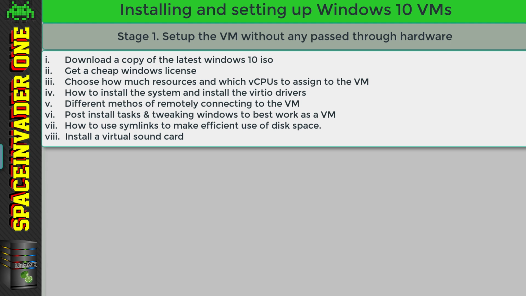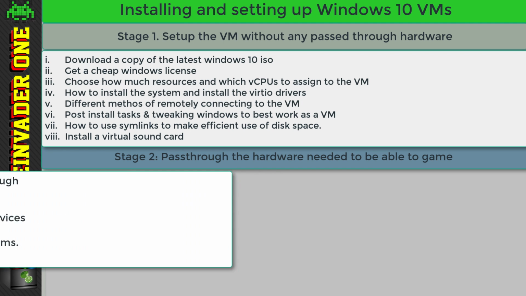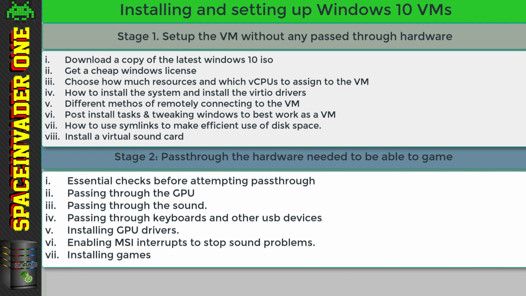physical sound card present. In the second part of the video, when we have a good stable VM, then we're going to pass through some hardware and turn it into a gaming VM. We'll get the hardware working and then tackle some common problems, like something nicknamed demonic sound, by enabling something called the MSI interrupts. Then we'll run a benchmark, and we should have a good gaming VM with very near bare metal performance. Okay then, let's get started.